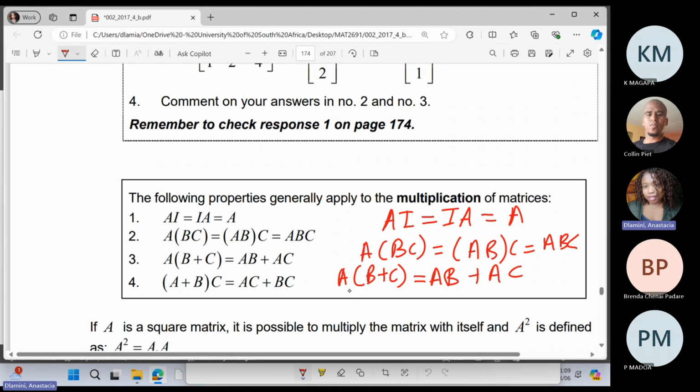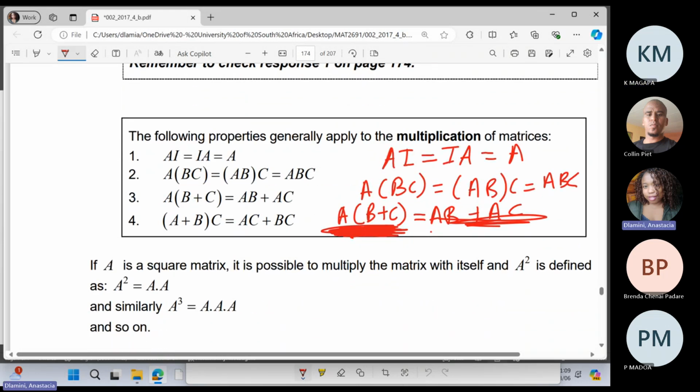The reason being, sometimes it's not easy to code this part. I know, I'm talking from experience. I'm using MATLAB and Mathematica. It's not easy to code this part with big matrices, but it's easier to do the left-hand side than the right-hand side. The same applies to this one where you add A plus B first, then multiply by C. This is the same as AC plus BC.